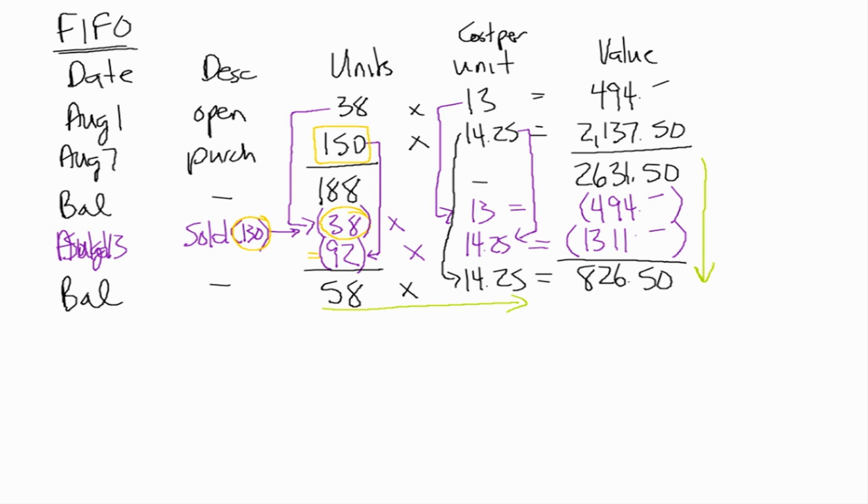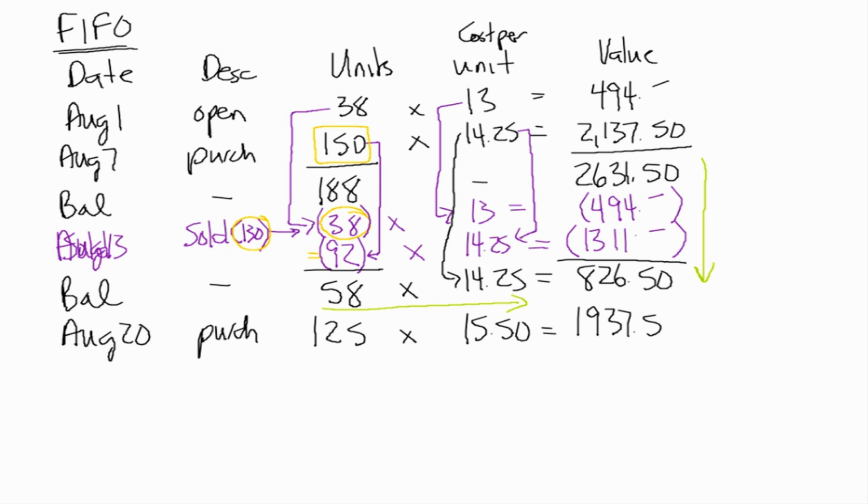What happens next? Well, on August 20th, I purchase. How many do I purchase? I purchase 125 units. At what value? At $15.50. And what does that equal? It equals $1,937.50.